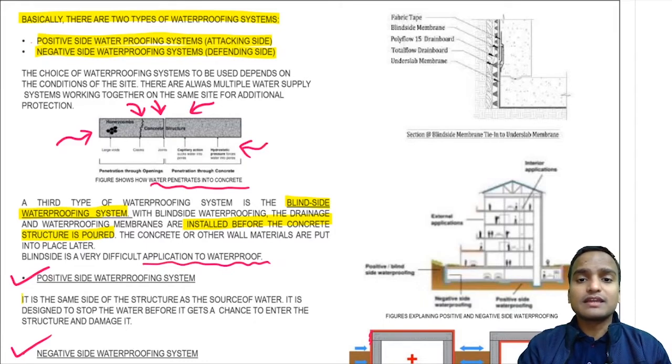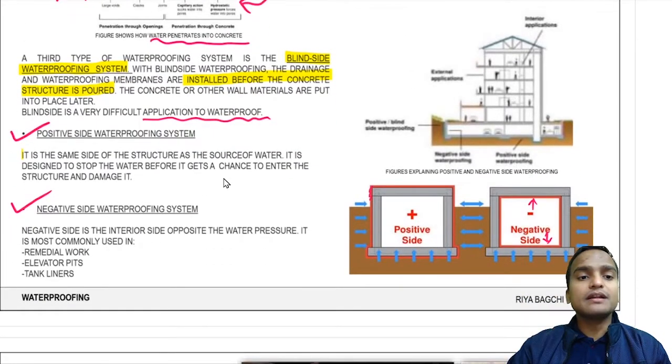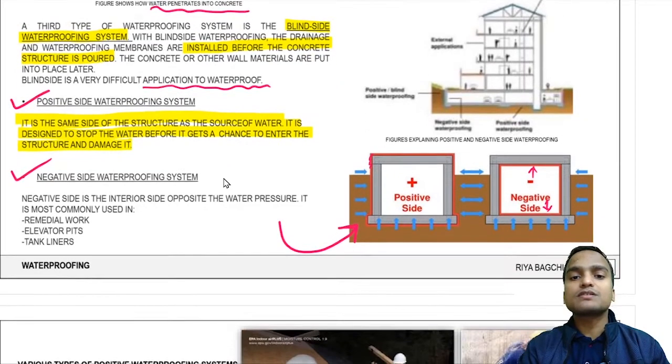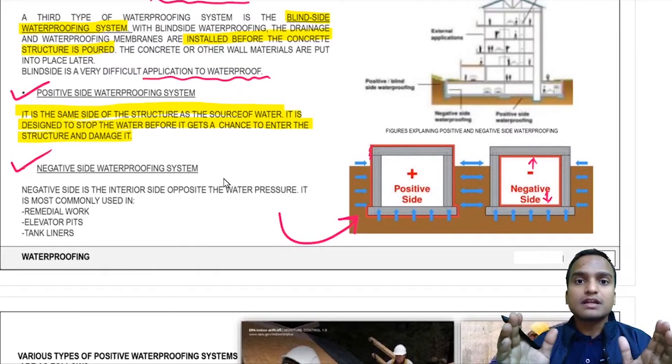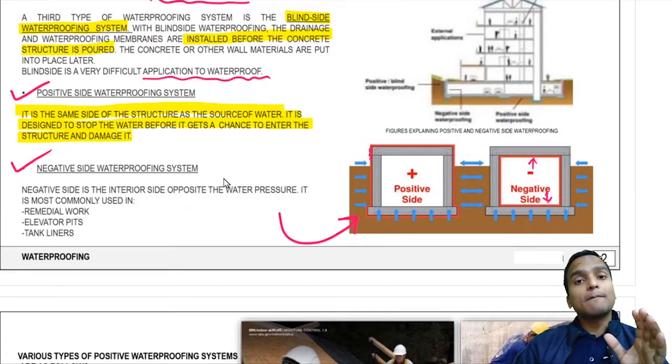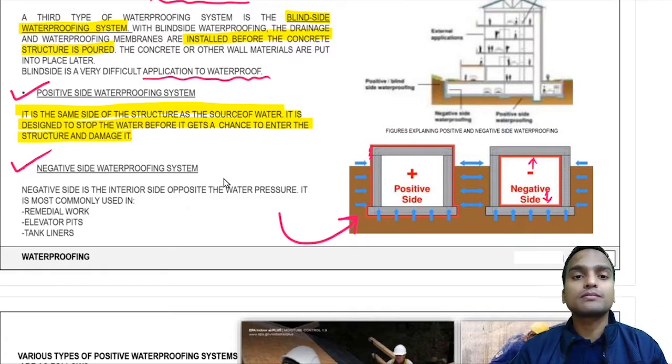Now if you look at the diagram of positive side waterproofing, it is on the same side of the structure as the source of water, and it is designed to stop the water before it gets a chance to enter the structure and damage it. So positive side waterproofing is done in this diagram, and you can see here that the waterproofing system is done totally on the external side of the structure, mainly on the foundation, and that completely prohibits the entry of water.